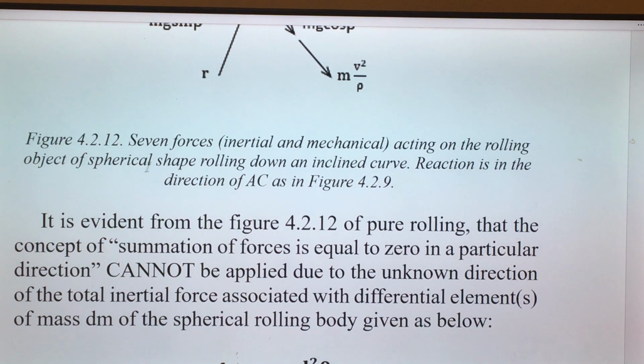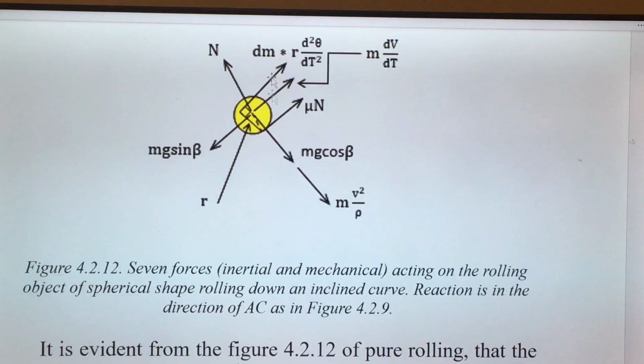Seven forces in the physics of rolling. In sliding there is no topple over, so 6 forces act. But in the physics of rolling, this force acts. Guys, when this force acts on this object, now we cannot determine the angle that this force makes with the horizontal. We cannot determine that angle.